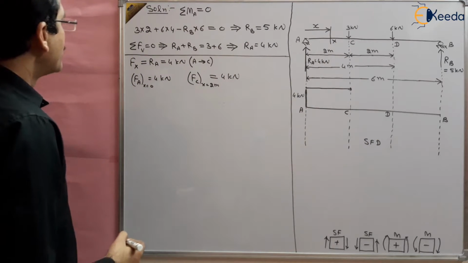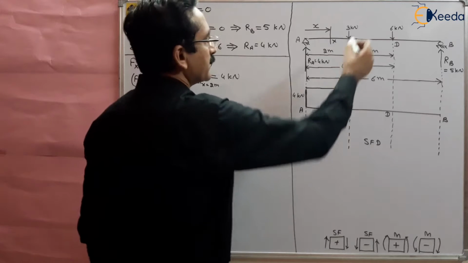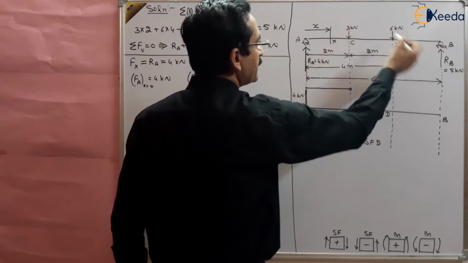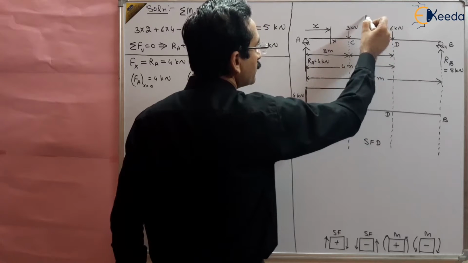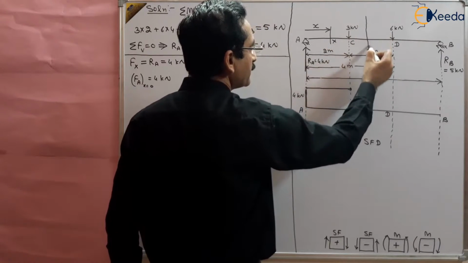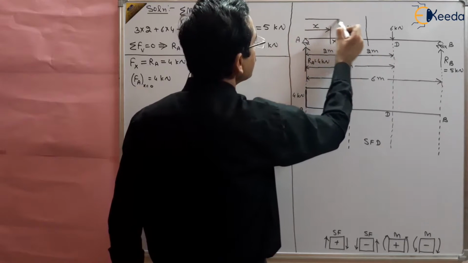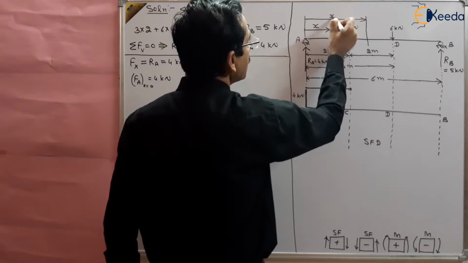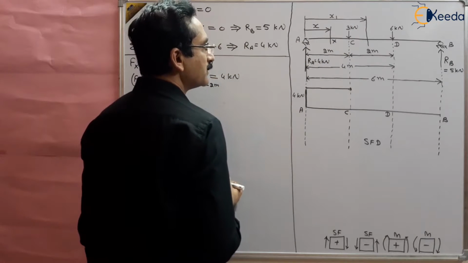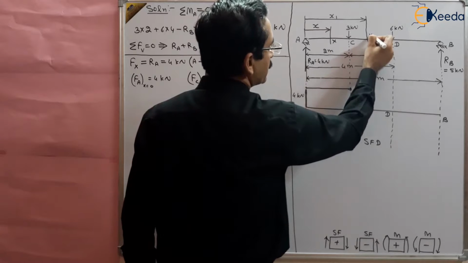Now let us take one more section. We have to take it between C to D, because the forces are changing here. The 3 kilonewton is added, so you have to take one more section between C to D. Let us take this section from this point, and say this is x1, and this section is capital X1.